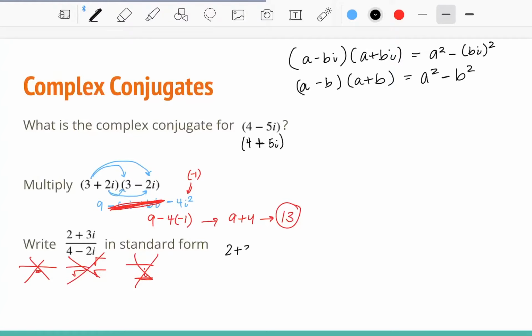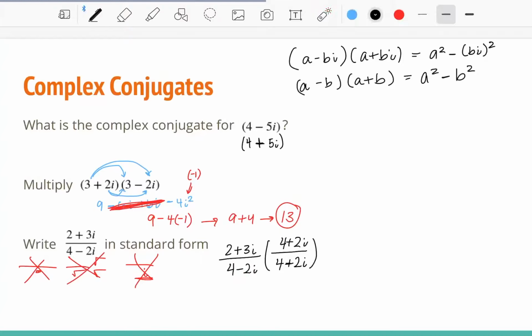So I'm going to rewrite my problem, 2 plus 3i over 4 minus 2i. Okay, so I'm going to multiply the top and the bottom by my complex conjugate, which should be 4 plus 2i. Because I want this to maintain the value of 1, I'm using that same value on the top and bottom. I'm not changing to 2 minus 3i up here. No, no, no. I'm keeping the complex conjugate of this on the top and bottom.